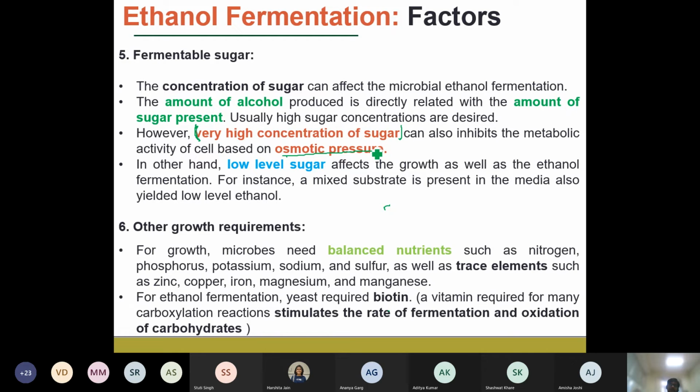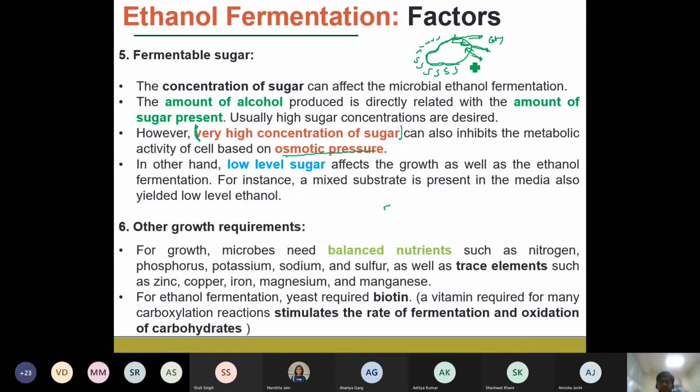Generally, if you see any microbial cells, they have an outer membrane, right? And this outer membrane allows the diffusion of the glucose from the growth media to the inside periphery of the cells, where this glucose is metabolized. So in this case, if we have a very high concentration of sugar across the surface of this membrane, the cells undergo an osmotic imbalance.